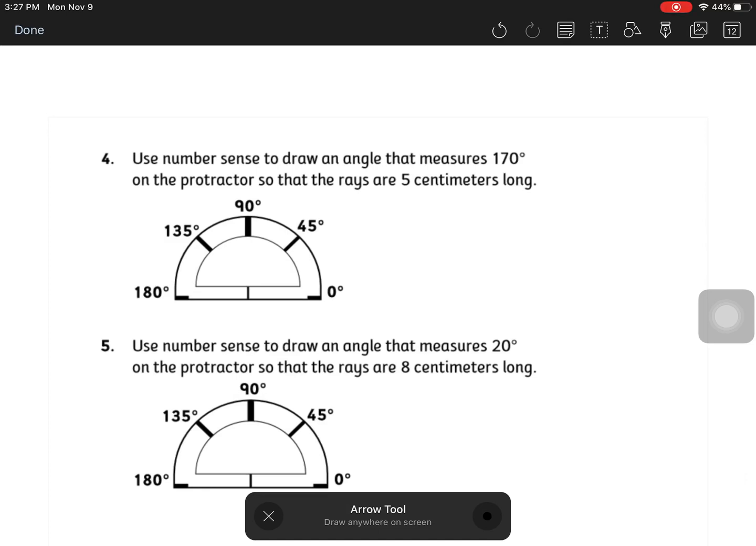All right, next one we have to do 170. So always start going out to your 0. Now, over here, 180 would be straight. That would just be basically a straight line across, but we're going to go a little less than that. So 170 is going to be kind of a little bit up like this. Still going to be an obtuse angle, pretty wide, but a little less than 180, so it's not a straight line.